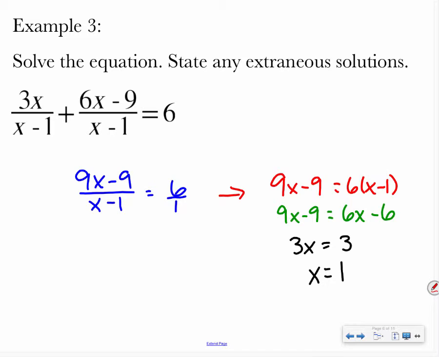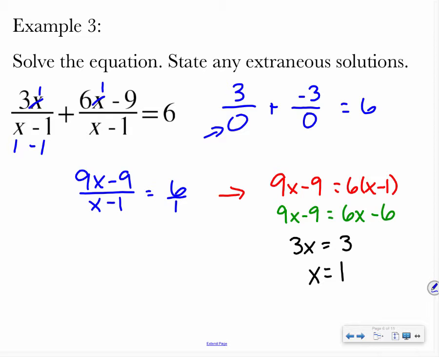But now I need to start checking, are my solutions real solutions or are they extraneous solutions? So that means I have to go back up to the top and plug in a positive 1. So if I put a 1 in here, then we're left with a 3 over, and then we have a 1 minus 1, that's a 0, plus, plug in a 1, we have 6 minus 9, that's a negative 3 over 0 equals 6. Remember, whenever you have a 0 in the denominator, you cannot do that. That number does not exist.